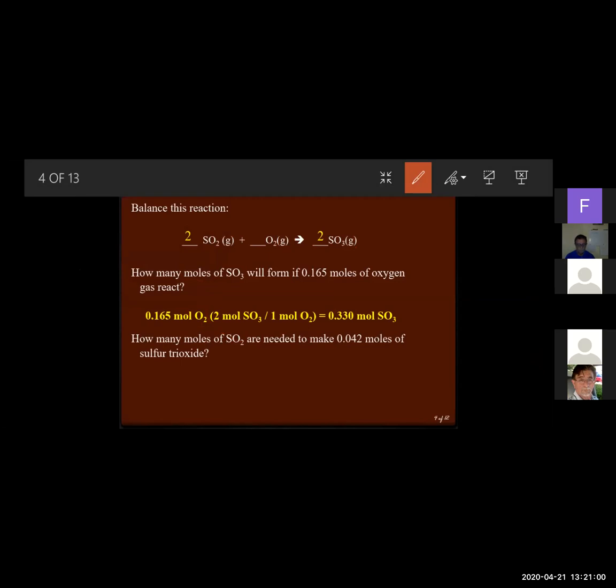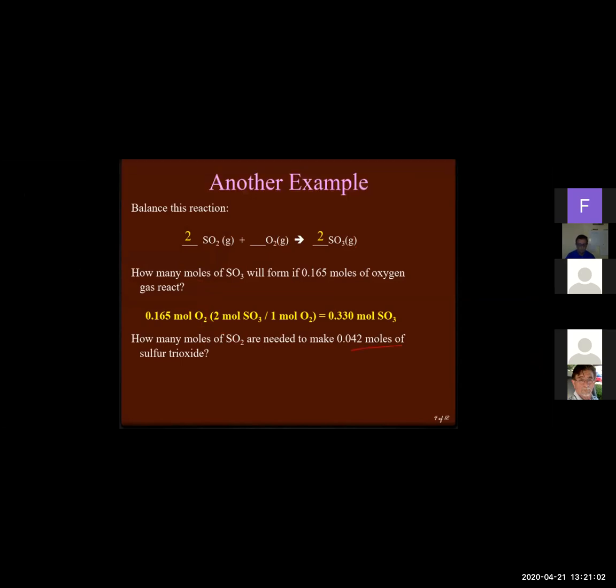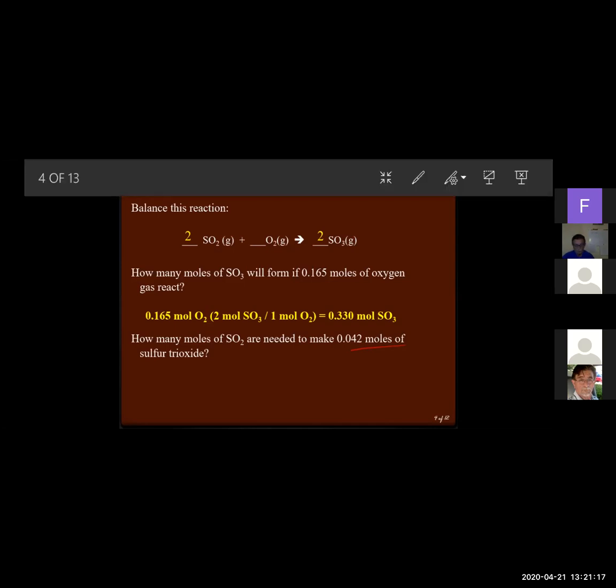Second question is how many moles of sulfur dioxide, SO2, are needed to make 0.042 moles of sulfur trioxide? So here's an example of I'm trying to make an X amount of sulfur trioxide. How much sulfur dioxide do I need to start off with?